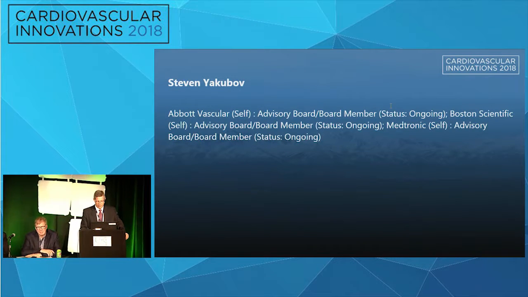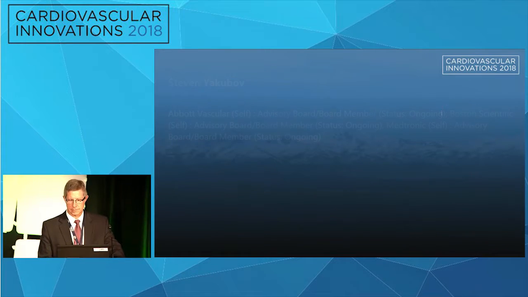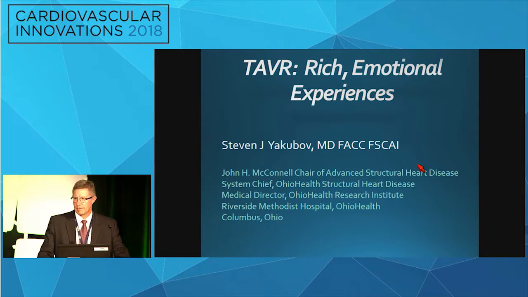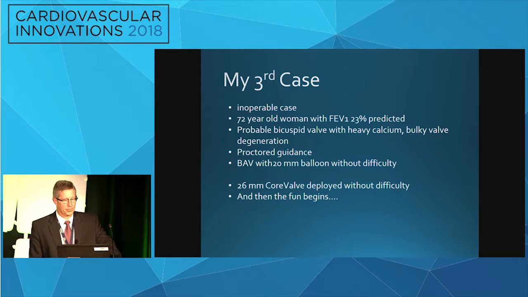I've had the opportunity to be doing TAVR for 7.5 years, and every time I protect the coronary arteries, I never occlude them. And I've had the opportunity to be part of 4 cases which have occluded the coronary arteries. So this is my 3rd case. It was an inoperable case, a 72-year-old woman with an FEV1 of 23% predicted. It was probably a bicuspid aortic valve, though I was not perfectly aware of that at the time we started the procedure. Heavy calcium, bulky valve, and again, just my 3rd case at the very beginning of the CoreValve trials.